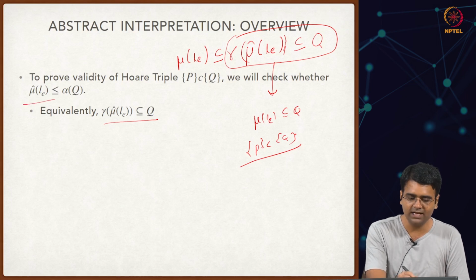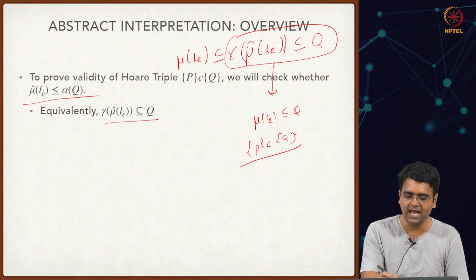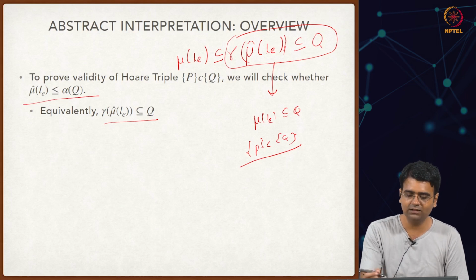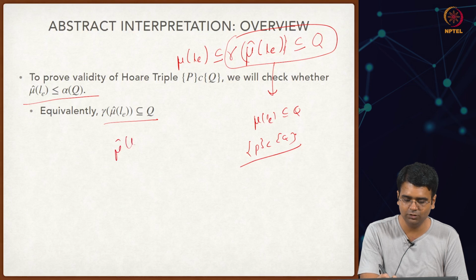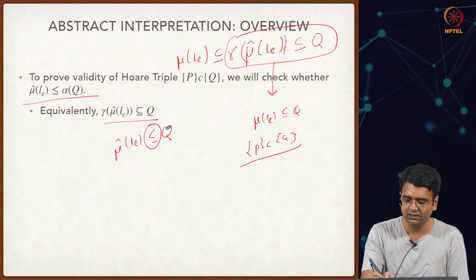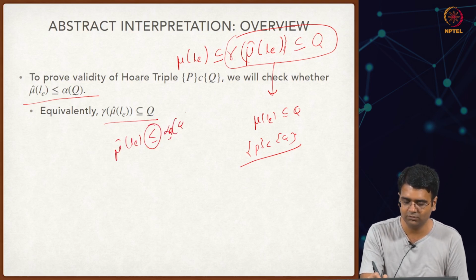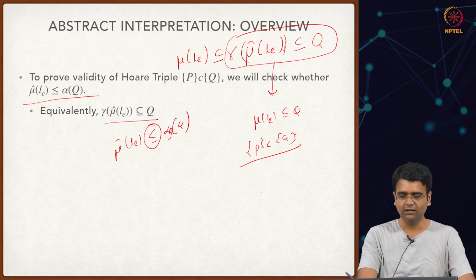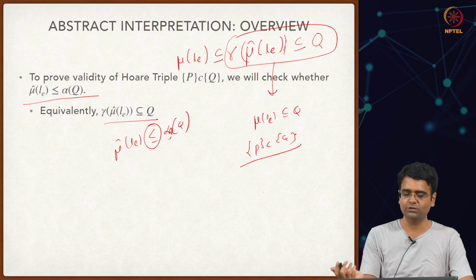Equivalently, we can also ask this: instead of concretizing this mu hat of LE, I can abstract Q. So I can ask whether mu hat of LE is less than or equal to alpha of Q. Here I am using the ordering over the elements of the abstract domain. So you can use either of these two things, and you get another verification procedure.